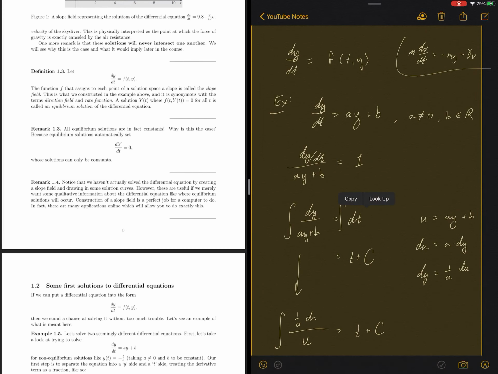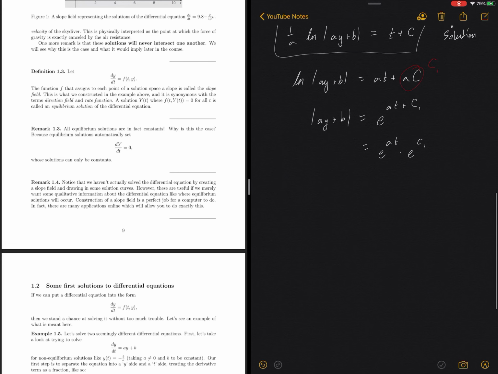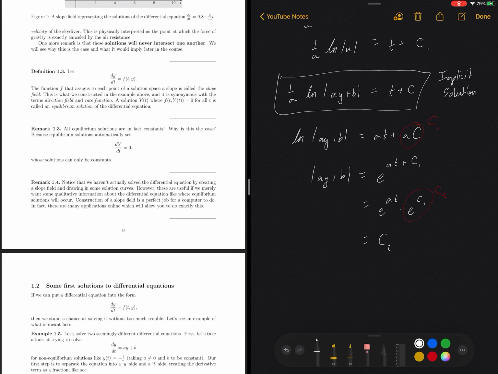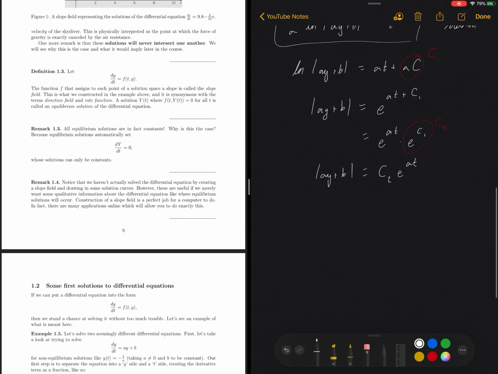But once again, this is just another constant. I can separate the exponent because I have the same base here. And I can call this guy c2. So let's go ahead and do that. This, we'll call that c2. So I'll wind up with c2 e to the at, and this has to equal the absolute value of ay plus b.